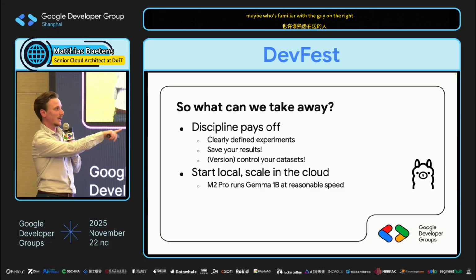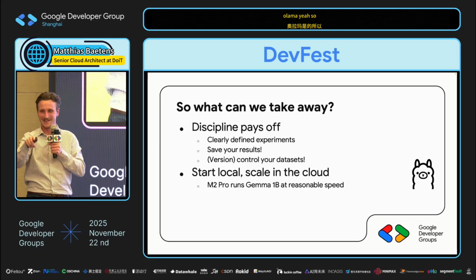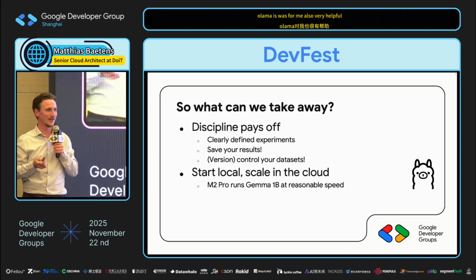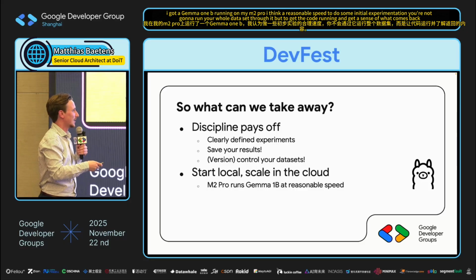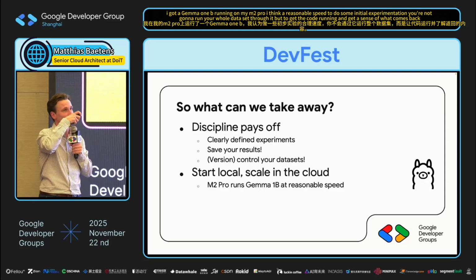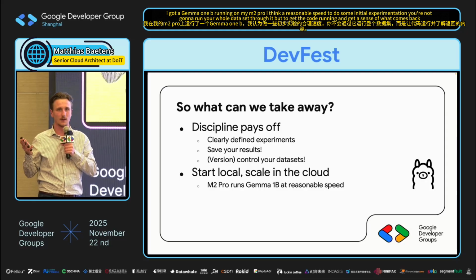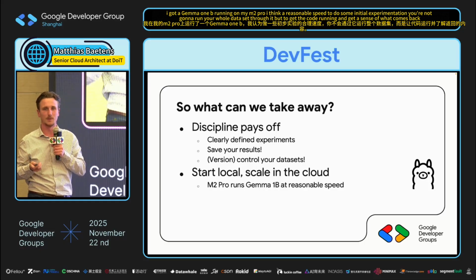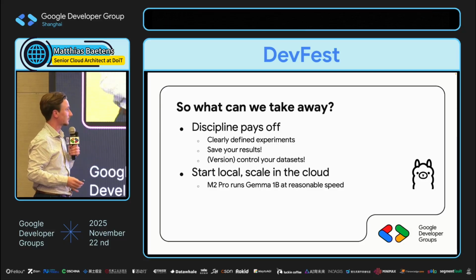Maybe, who's familiar with the guy on the right? Ollama? Yeah. So Ollama was for me also very helpful. It's kind of a way to run your models locally. I got a Gemma 1B running on my M2 Pro, at a reasonable speed to do some initial experimentation. You're not going to run your whole data set through it, but to get the code running and get a sense of what comes back.